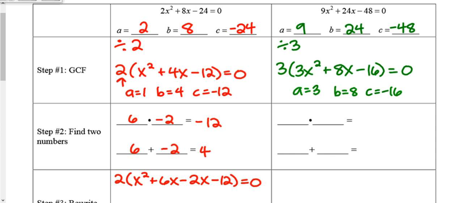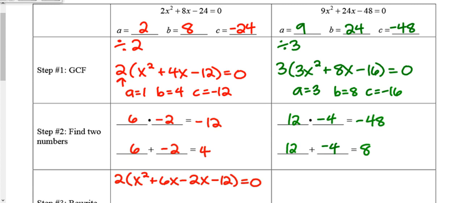So in step 2, we're going to find 2 numbers that multiply to A times C. If I do 3 times negative 16, that gives me negative 48. And I want numbers that add to 8. So 2 numbers that would add to 8 and multiply to negative 48: 12 and negative 4 would work for both of those.